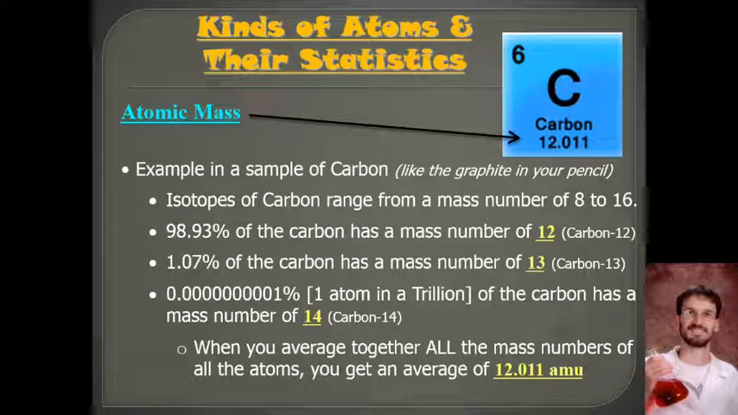So if you average all of them together, including the ones that go all the way down to carbon 8 and all the ones that go all the way up to carbon 16, which get really rare, you end up with an average mass of 12.011. That's where we get our atomic mass on the periodic table.